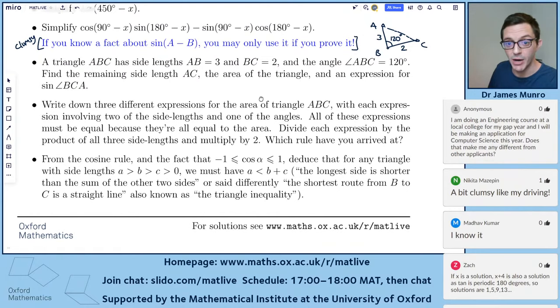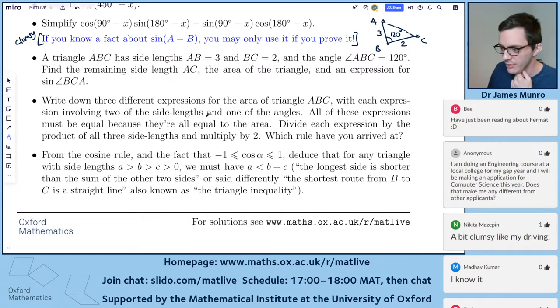Just for fun in the warm-up, I've put two different proofs for you to work out. The first bit here, you can work out a proof of one of the rules on the syllabus in terms of one of the other facts on the syllabus. I quite like this. So this is different statements for the area, and then you do some manipulations on it, and it turns out to be a fact that you know. So these facts are kind of linked together somehow. They're related. And then down here, we've got this triangle inequality.